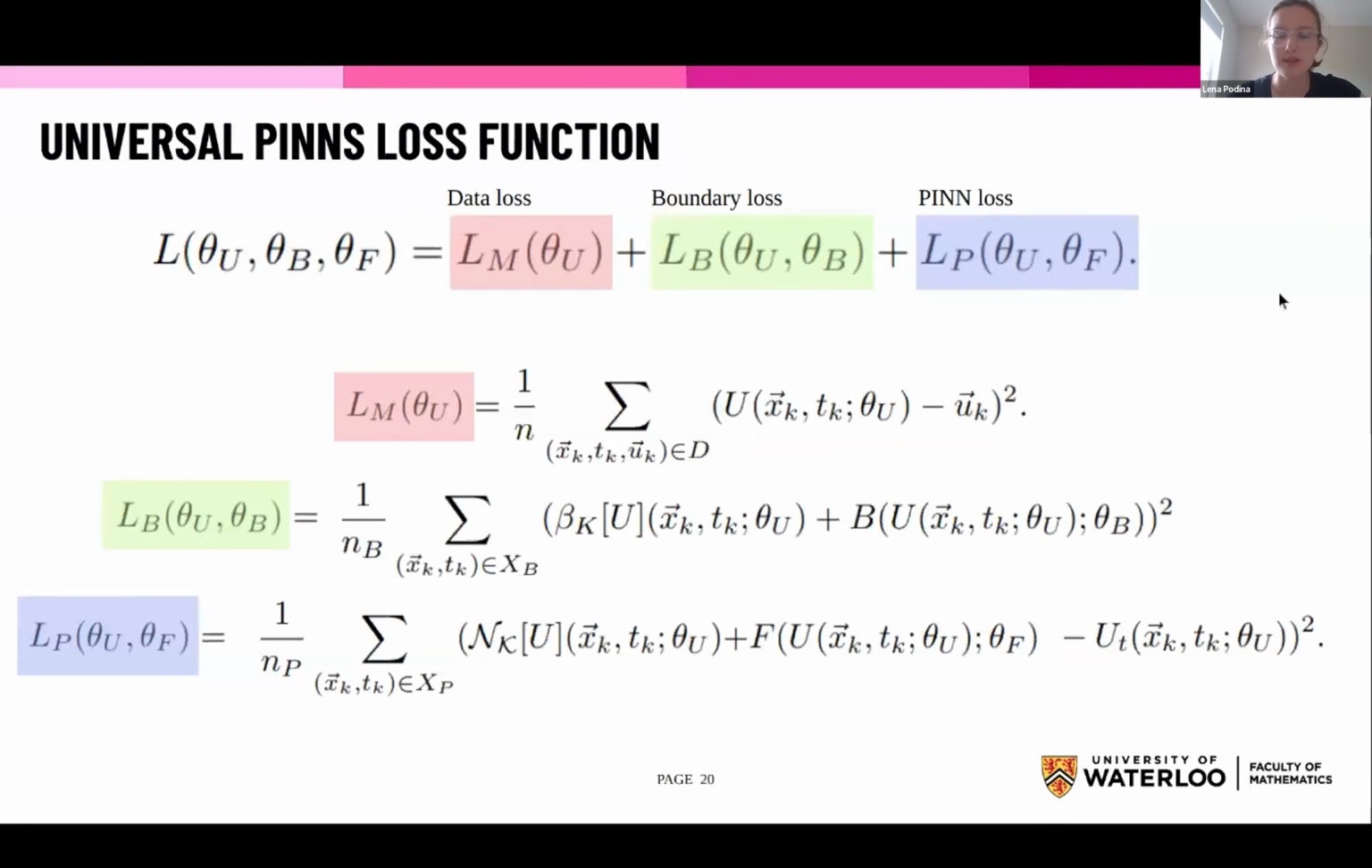So this is the loss function that we use. Here, very similar, we have the data loss, boundary loss, and the PINN loss. The data loss is exactly the same. We have a neural network for U. We have the data.